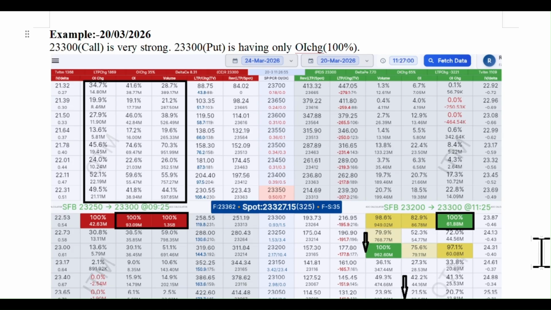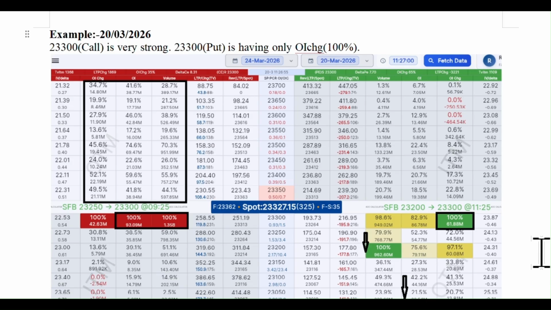Now let's look at the put side. At the 23,300 put strike, we mainly observe open interest change, but there is no equally strong support from volume or overall open interest. This tells us that fresh put positions are being added, but we should not rely on this information alone.